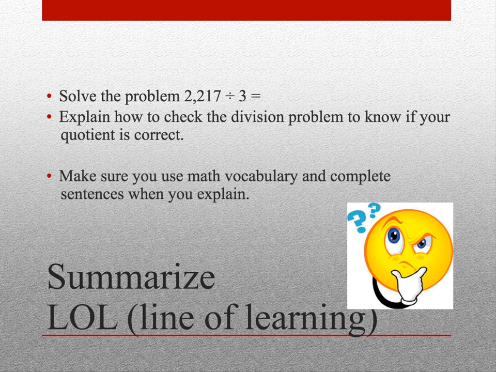All right, it's everyone's favorite part of the night, where we're summarizing using our LOL, our line of learning. So in your journal, I want you to solve the problem 2,217 divided by 3. After you solve it, I want you to explain how to check the division problem to know if your quotient is correct. Notice I said explain how to check it. So you're using your vocabulary, just like you're teaching someone else, to write out in sentences how you would check that division problem. Good luck.